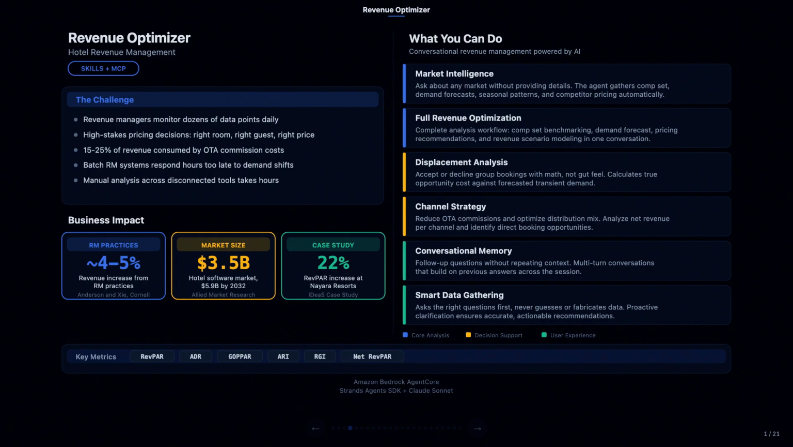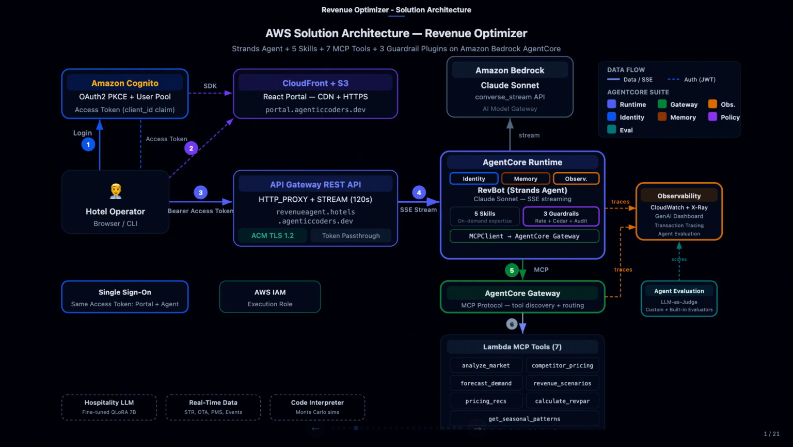The Revenue Optimizer is a single Strands agent with 5 progressive disclosure skills and 7 MCP tools routed through an AgentCore gateway. You describe your hotel, and it analyzes your market, forecasts demand, and generates pricing recommendations with quantified ROI. Under the hood, it is the Strands Skills plus MCP pattern, a single agent that decides which workflow to invoke based on the user's question. All 7 MCP tools are Lambda functions for now that can be easy to integrate with REST APIs behind an AgentCore MCP gateway.